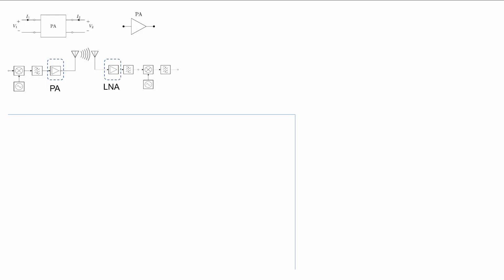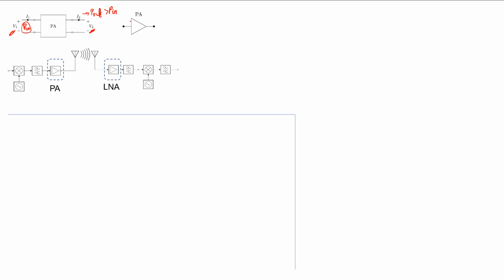An RF amplifier is a two-port active device that boosts the input power. For example, if this is port 1 of the device and this is port 2, and the power coming in is P in, then the output power P out is going to be greater than P in. Essentially, the amplifier is going to boost the input power.